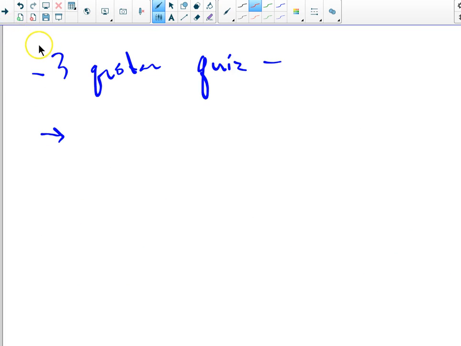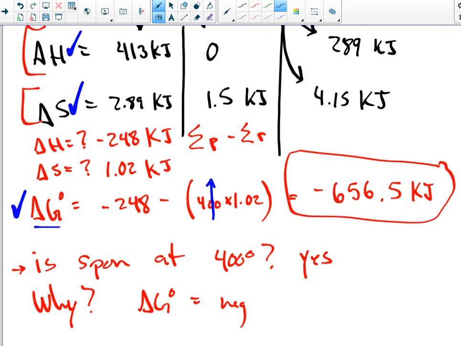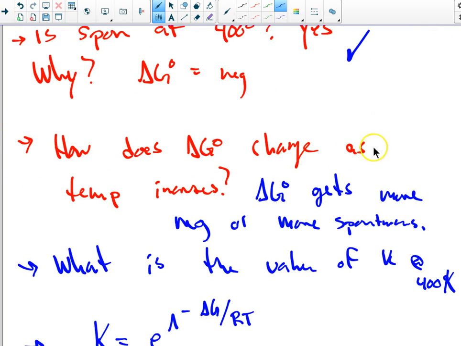All right. 3-question quiz. One of them will be just like this problem, where I will give you the values, but you have to calculate delta H. You have to calculate delta S, and you have to use that to solve for delta G. I'll give you the equations. Then I will definitely ask you if it's spontaneous and why, because the AP test definitely will. Then I will definitely ask you, how does it change as temperature increases?